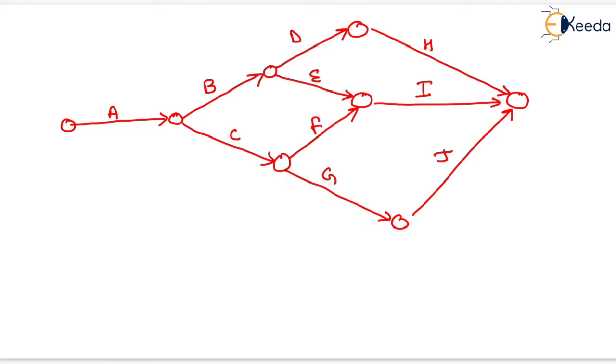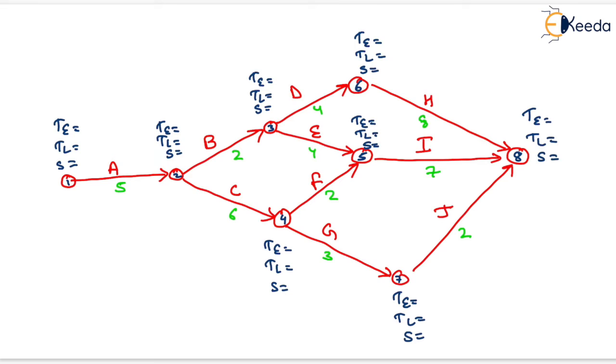Now we will calculate the TE, TL and slack for all these. First of all, we need to mention the duration of the activity here, that is 5, 2, 6, 4, 4, 2, 3, 8, 7 and 2. That is the activity duration. Now we will find the TE, TL and slack for each event.